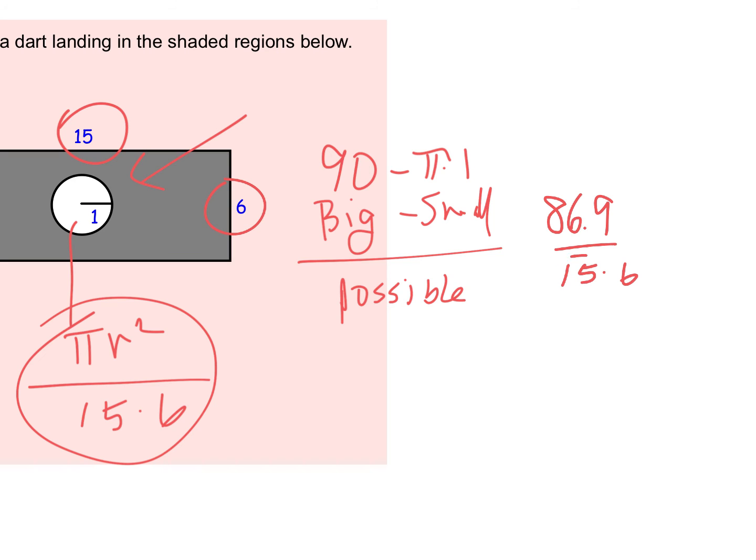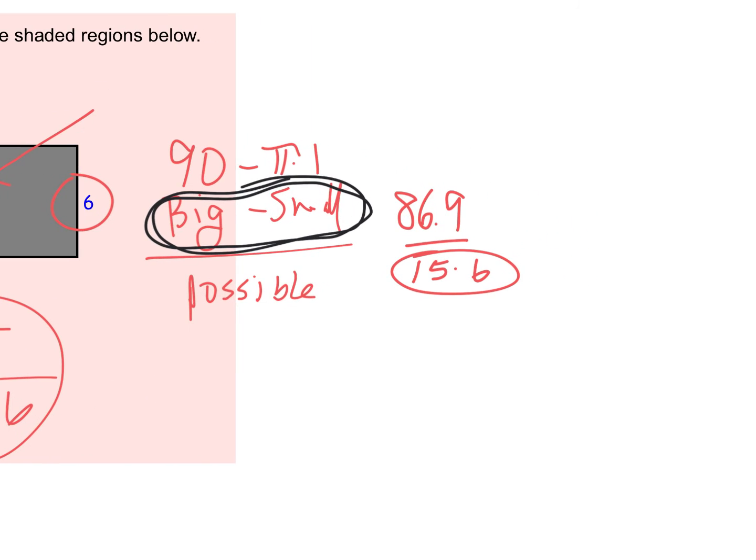That part was right. So on this kind, where they're shaded outside of a shape, try to remember you go the bigger minus the smaller. And the final answer on this one is the 86.9 divided by the 15 times 6.